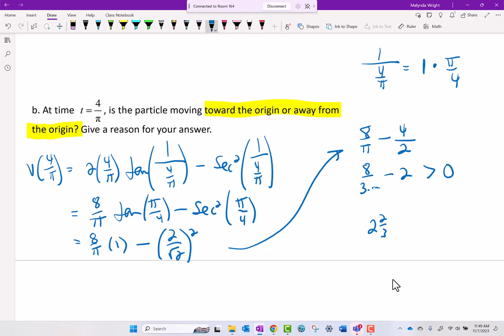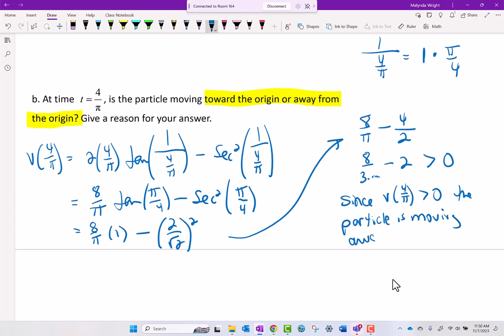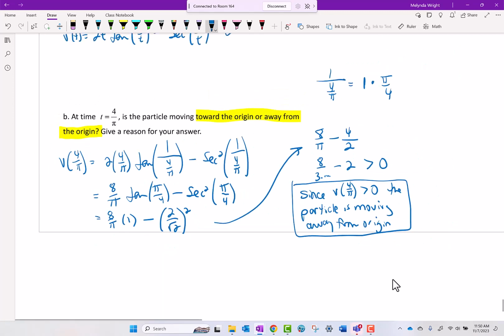So it's moving away. Okay, so we would say since v of 4 over pi is greater than 0, the particle is moving away from the origin. Okay, so, all right, so we good? And we haven't even used L'Hopital yet. Isn't that crazy? Well, I bet we're going to get it in the last part. Everybody go with part B? Yes? Okay, so let's move to part C.